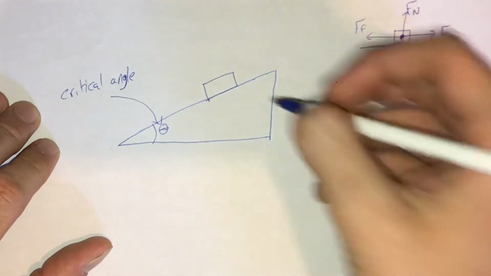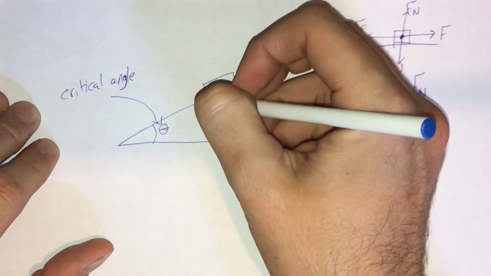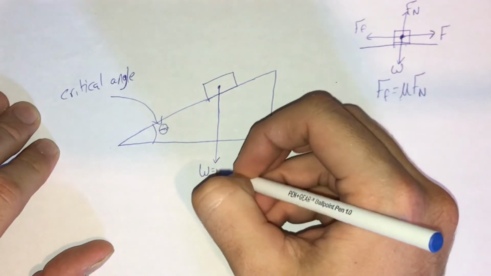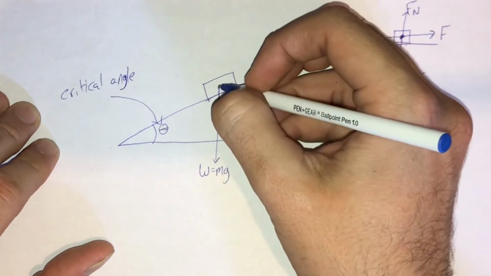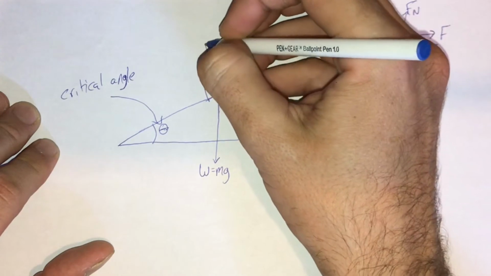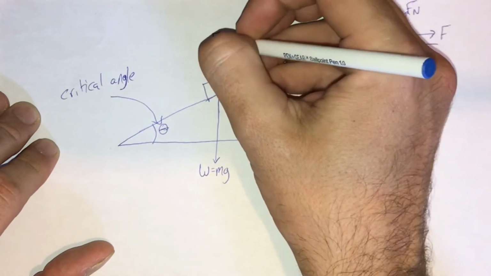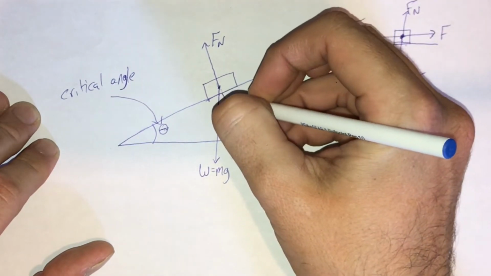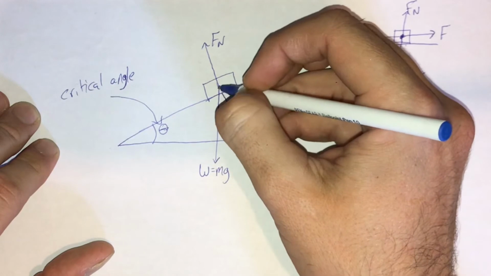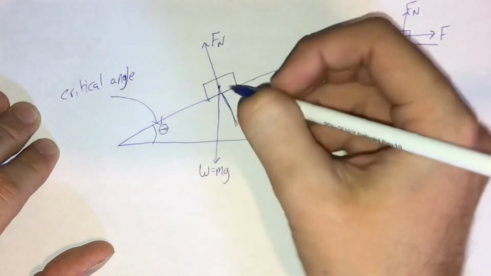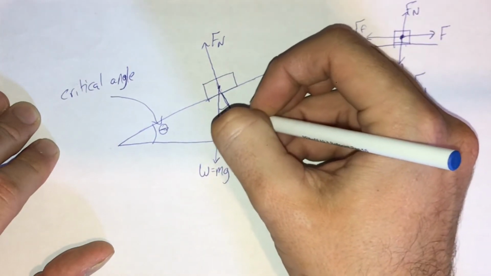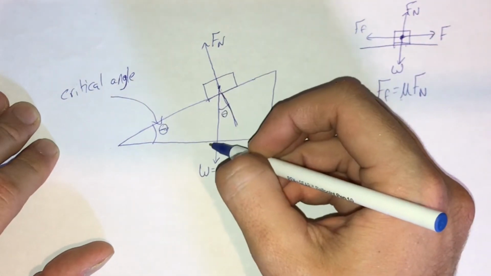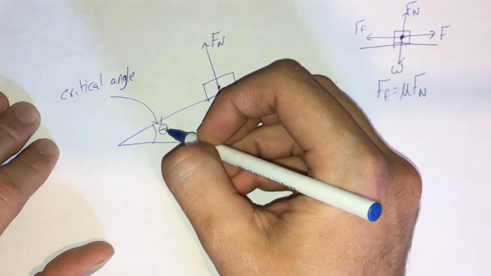Well, let's see. We'll start by drawing some vectors here. So here we have the weight of the block, and it's equal to m times g. We know that there's a normal force that acts perpendicular to the ramp surface, and so there's a component of weight that acts into the ramp this way. So if this angle here is theta, then this angle here is also theta, because I've got a triangle where I've got a 90-degree angle and an angle theta.